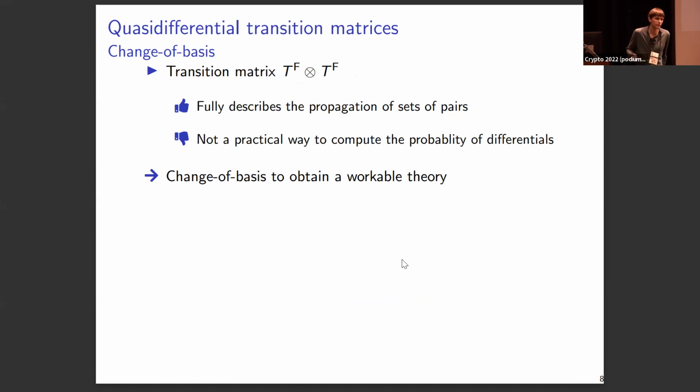So theoretically, it also describes exactly the probability of differentials. But practically speaking, what we've done is completely useless. We just rewrote the problem a bit. So to actually make this into a useful theory, I'm going to introduce a change of basis.